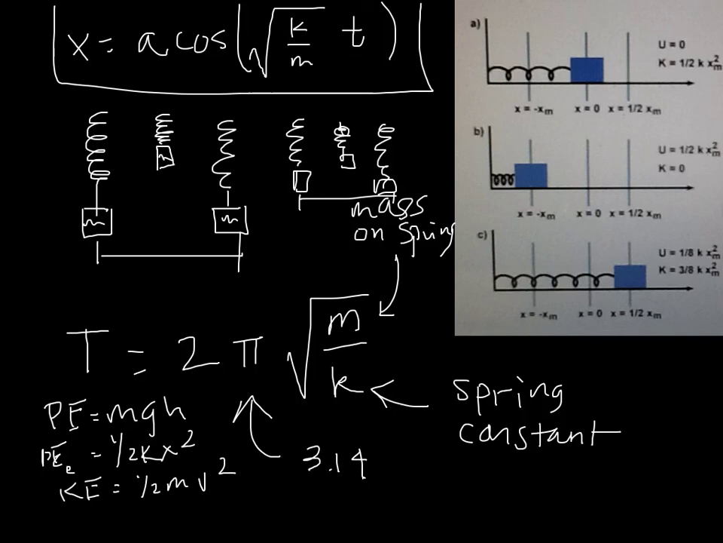The units of the period are seconds, and the units of k are newtons per meter.